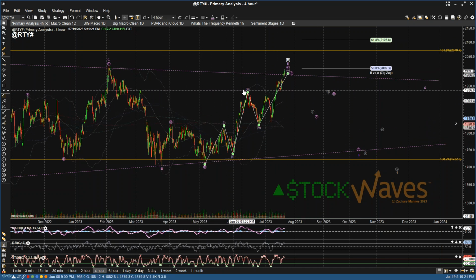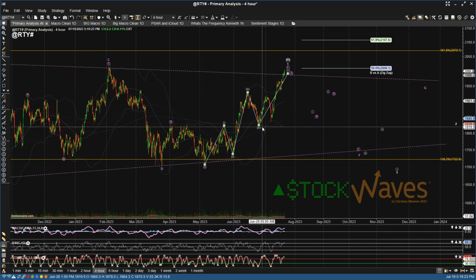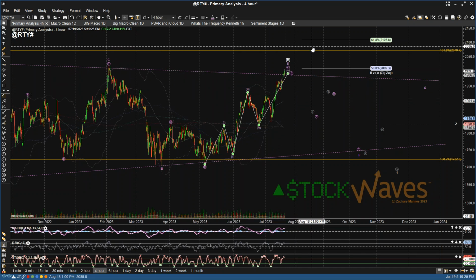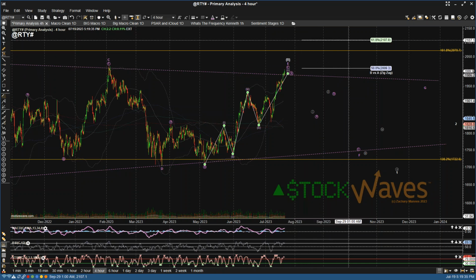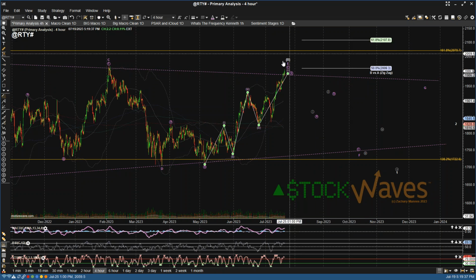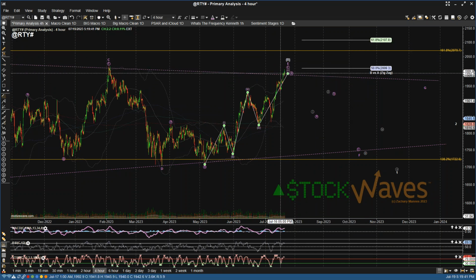And you could even count this as a larger A wave, and this is a B wave, and maybe look for another 4 or 5. But again, if you get much past this 2009 level in the Russell, I think it's going to try and find some way to chop its way and extend more to 2100, because that really starts to break the upper trend line of resistance for the triangle.